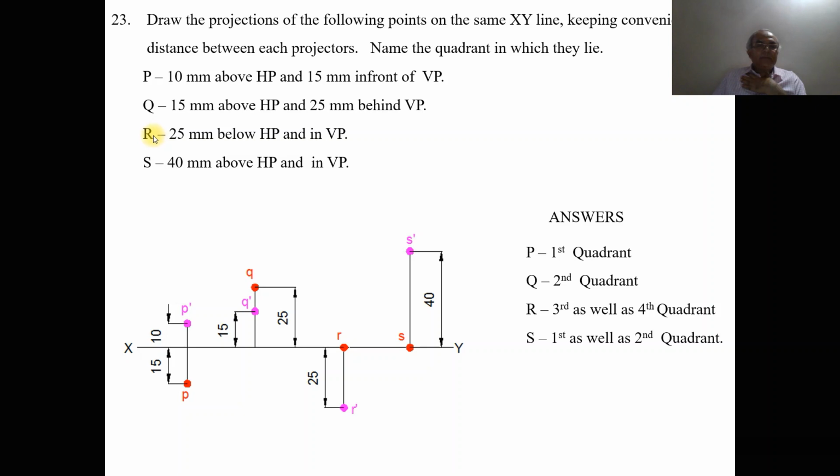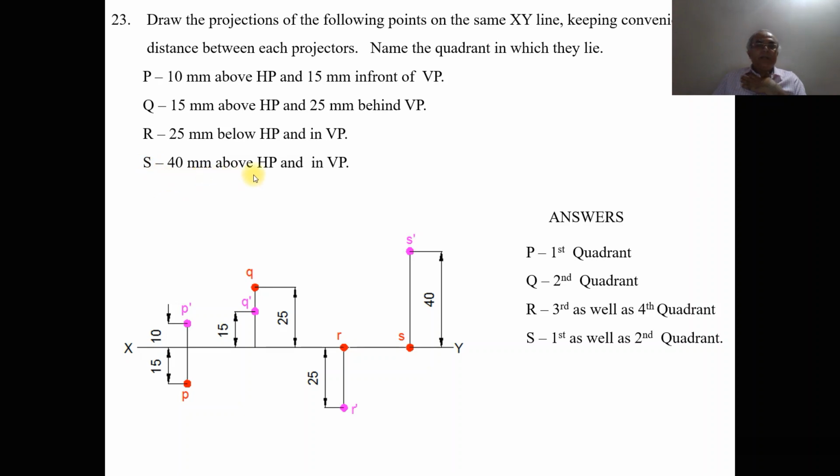So when you take capital R, 25 mm below HP and in VP, since it is in VP, we have to check the condition of below HP. The below HP condition is satisfied in the third as well as the fourth quadrant, wherein below HP and behind VP is the third quadrant and below HP and in front of VP is the fourth quadrant. So since it is in VP, obviously capital R lies in the third as well as the fourth quadrant.